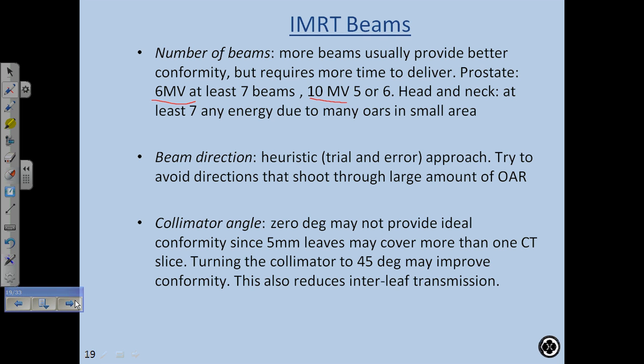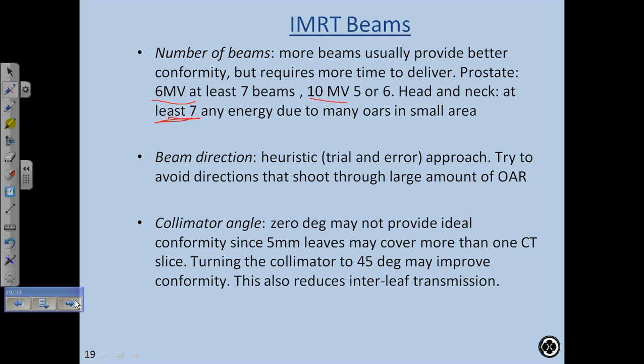Head and neck, you need at least 7 beams. You should not treat head and neck with anything less than 7 beams, because there's a lot of structures: parotids, cords, there could be eyes in the way, there could be trachea, the GTVs are usually an odd shape, they're usually very close to the PTV, so it's a complicated problem, so you need more beams. Beam direction, you're going to use a trial and error approach. So you're just going to orient your beams so that you don't shoot through too much of the OAR.